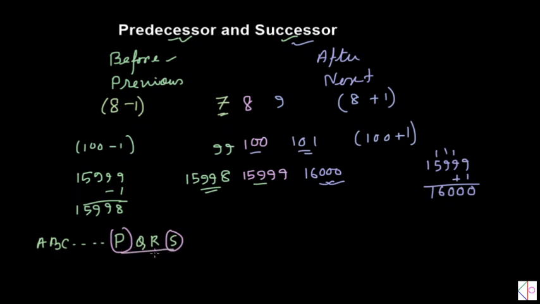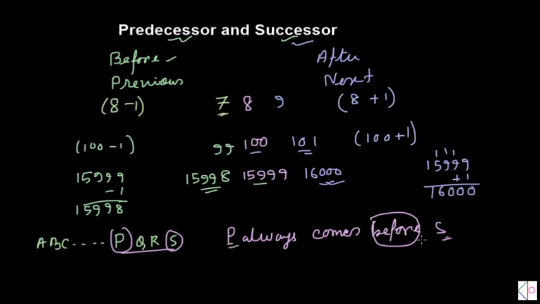From that line we can write a phrase like this: P always comes before S. Isn't it true that P always comes before S? So P means before. Another phrase: from your word successor, we can say success.